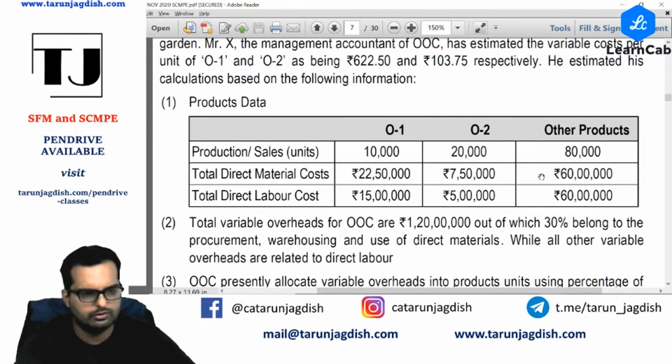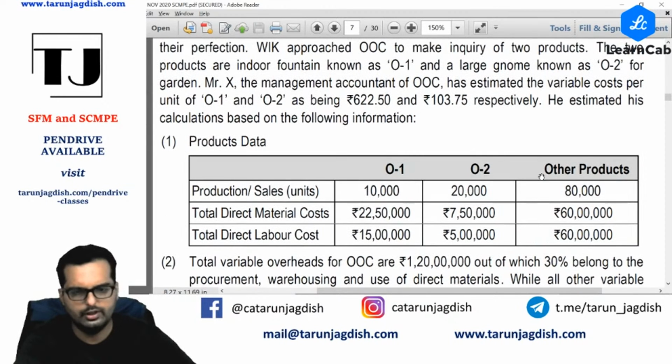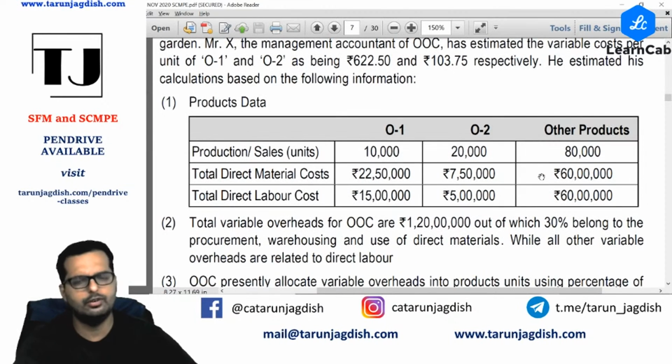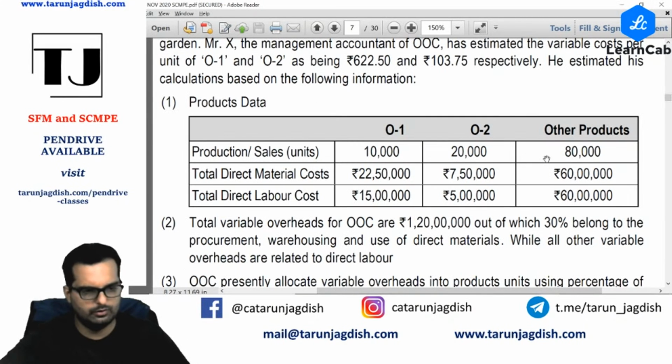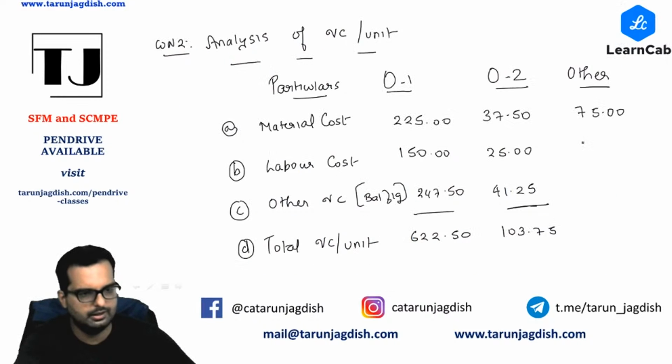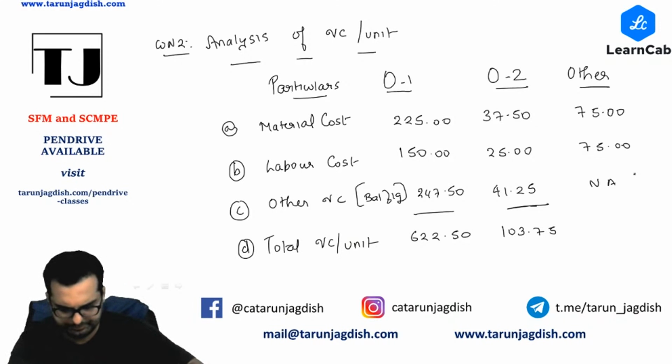Same way, let me try. There are some other products also given over here. I don't think we have the total variable cost for them, but we can definitely find out the per unit cost. So what is 60 lakh divided by 80,000? That is 75 over here. Okay. And the other one would be 60,000, same. It will be the same 75. I'll give over here not available. Okay. Can you write down this in your books now?